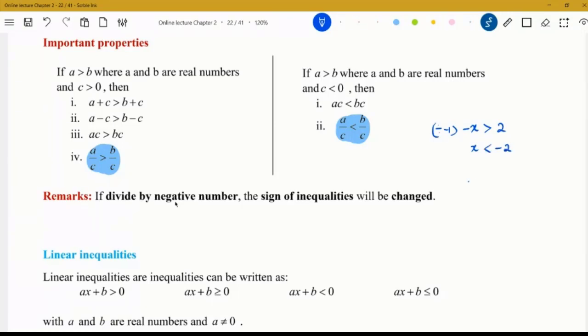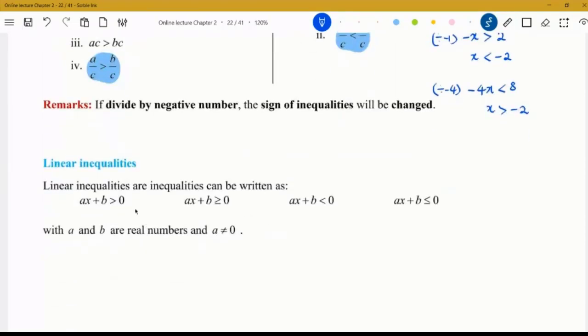Okay, the same thing as in negative 4x less than 8. So we want to divide by negative 4. So it's going to be x and then here will be negative 2. But then the sign will change to be greater than. Okay, ingat bahagi dengan negative numbers, sign of inequalities akan berubah. Okay, for linear inequalities, basically it's quite direct sebab kita hanya cari nilai x terus. So we rearrange your equation to make it the x on the left hand side. And then the rest we solve, directly kita boleh dapat jawapan.